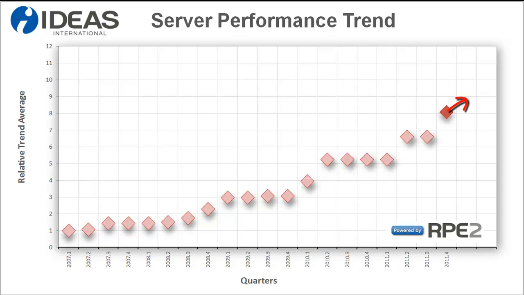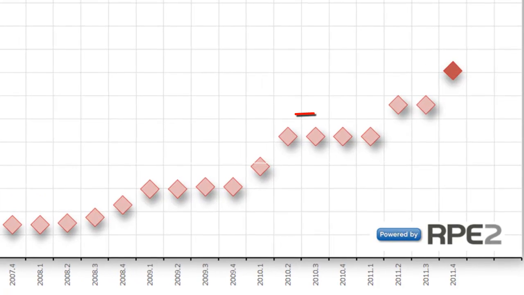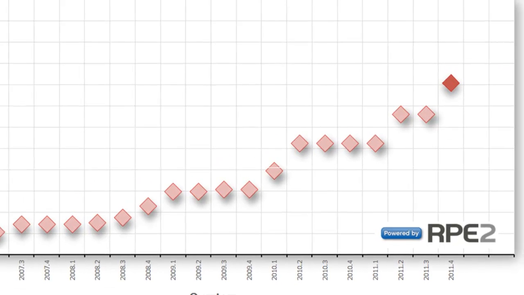We expect the trend to increase further in the first quarter of 2012 with Intel's release of its new generation Sandy Bridge E5 server processors. IDEAS believes that will then take the trend to a plateau, similar to that of the second quarter of 2010, where the following few quarters will see the trend remain relatively steady.